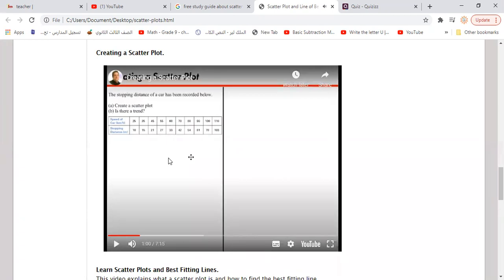So the relation here in this data, it's between what, grade 8? The relation here is between the speed of the car, yes, and the stopping distance. Thank you, Judy. Then speed of car and the stopping distance.